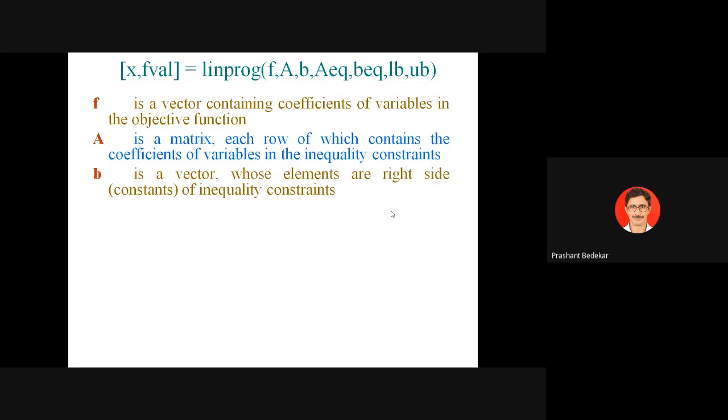So A and B. A is a matrix, B is a vector. A takes care of the left hand side of the constraints, and B takes care of the right hand side of the inequality constraint. And I repeat that before using the function, all the inequalities must be converted into less than or equal to type. नहीं तो आपका आंसर गलत आएगा. You will get wrong result. So be careful about that.